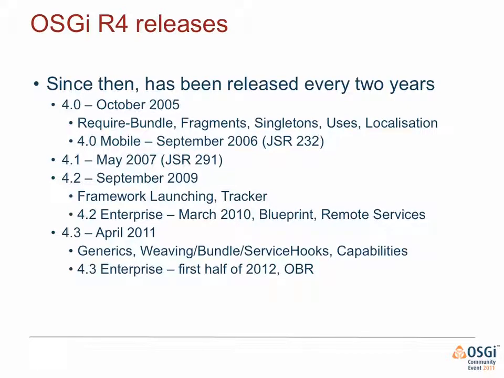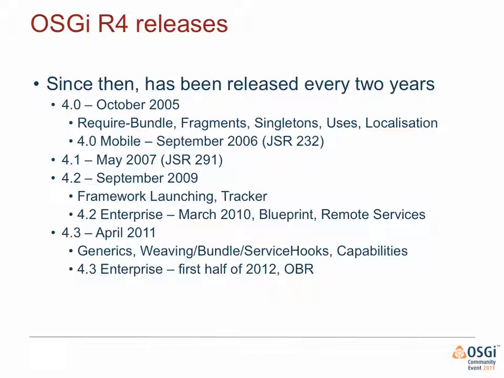OSGi Release 4 came out in October 2005, with many of the features that Eclipse 3.0 and Eclipse 3.1 needed to have in. It included additions to require bundle, to be able to have data added to objects in the form of fragments, and to be able to have singletons within the interface. Importantly, for IBM's case and other downstream developers for the IDE, it also had localization built in as well. But that wasn't it for OSGi.